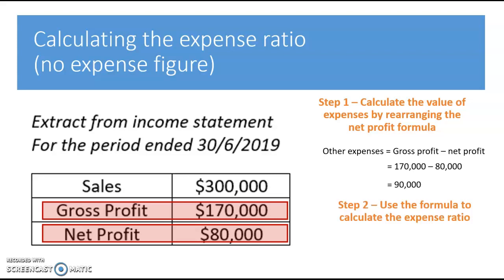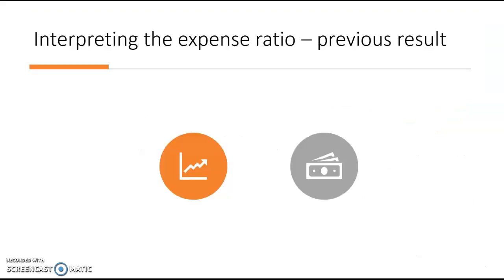Then step 2 is just the same as before. Use the formula to calculate the expense ratio. So we've got our expense over sales times 100, or in this case, it's going to be our $90,000 over our $300,000 of sales times by 100, giving us an expense ratio of 30%, or the business is spending 30 cents out of every dollar of sales paying that expense.